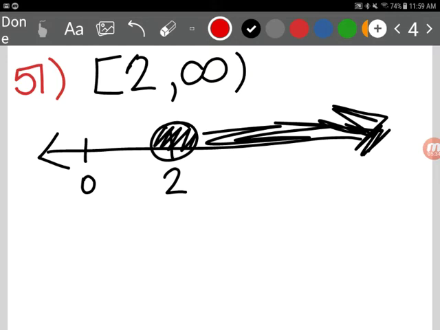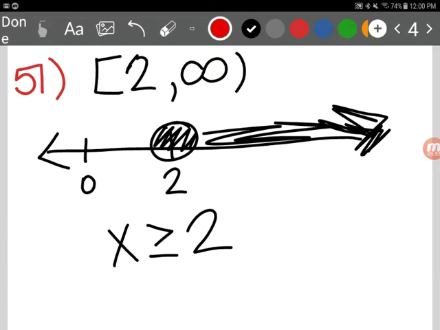Now to write my inequality, I'm going to start off with x, and x is any number that is greater than or equal to 2. Notice I didn't write it as a compound or double inequality because I didn't have a starting and a stopping point.